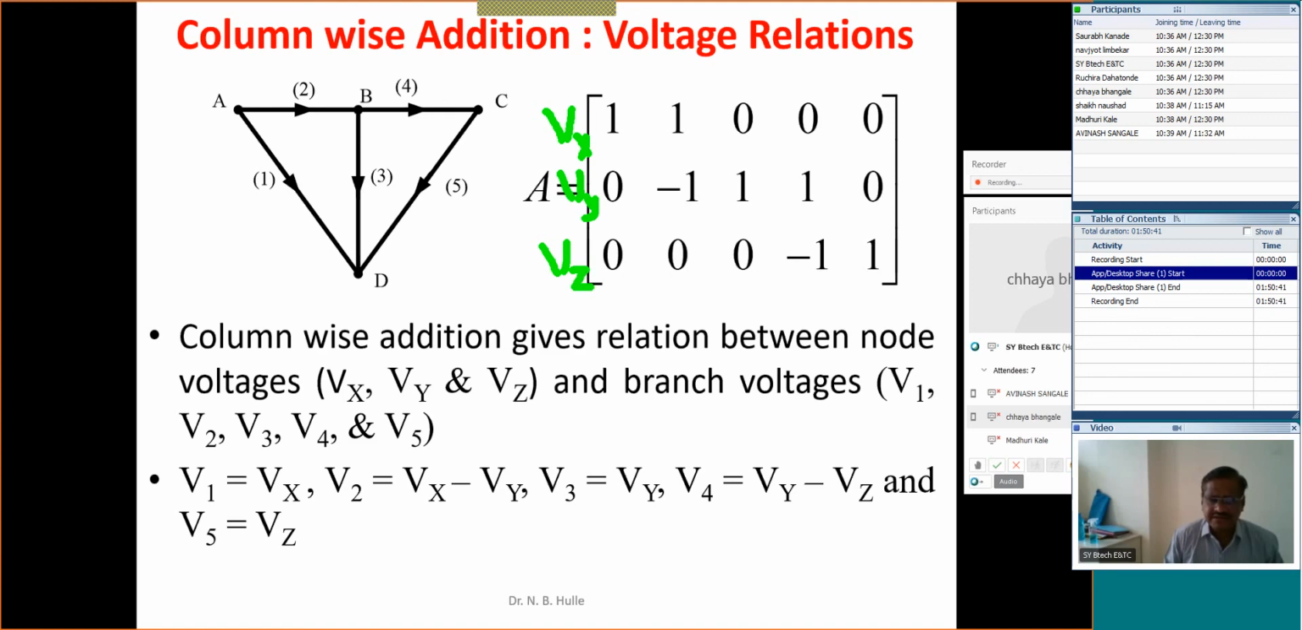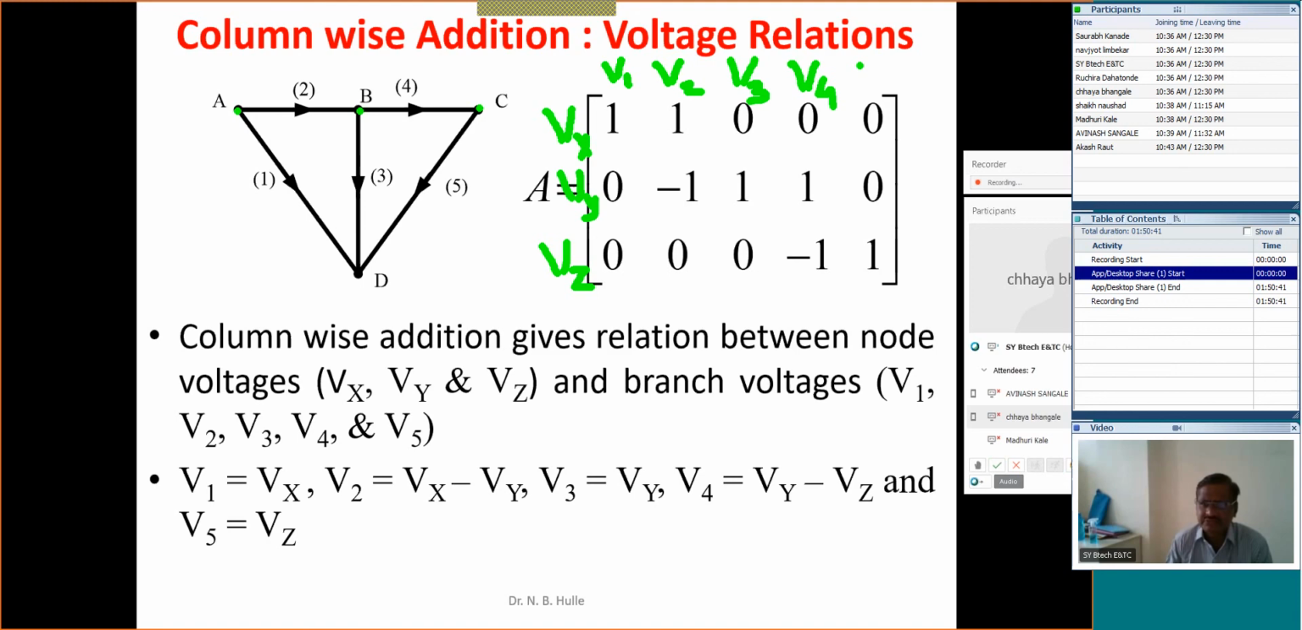Is it right? Because there should not be confusion between A and B, that's why I have considered Vx, Vy, Vz. These are the node potentials at A, B, and C points. Is it right? At the same time, I have given the branch voltages. The voltage of this first branch is V1. Voltage of the second branch is V2. Voltage of the third branch is V3. Voltage of the fourth branch is V4. And finally, the voltage of the fifth branch is V5.